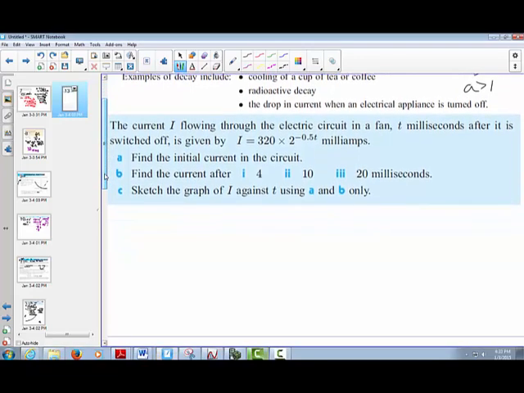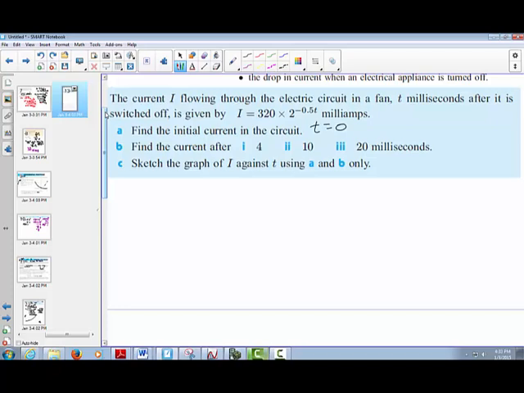Now, the current I flowing through the electric circuit in a fan T milliseconds after it is switched off is given by this equation in milliamps. So I is in milliamps and T is milliseconds. Find the initial current in the circuit. So what does this mean? T equals 0. So I equals 320 times 2 to the power 0. I'm going to make that quick because negative 0.5 times 0 is 0. So our initial current is going to be 320 milliamps.